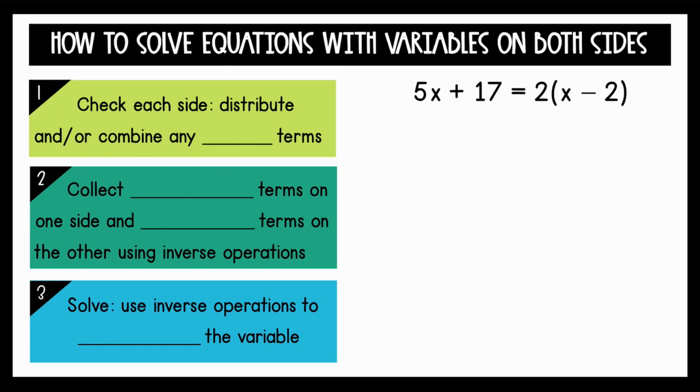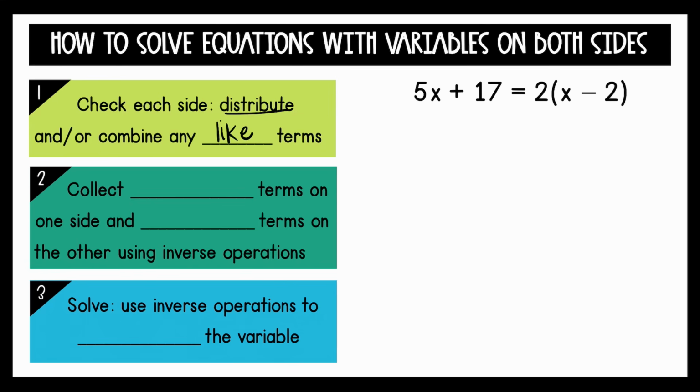So we'll use some of those terms as we work through solving an equation with variables on both sides. I'm going to go through the 3 steps as we go along and solve this example equation so you can actually see them played out. So step 1, you want to check each side of the equal sign and see if you can distribute or if you can combine any like terms.